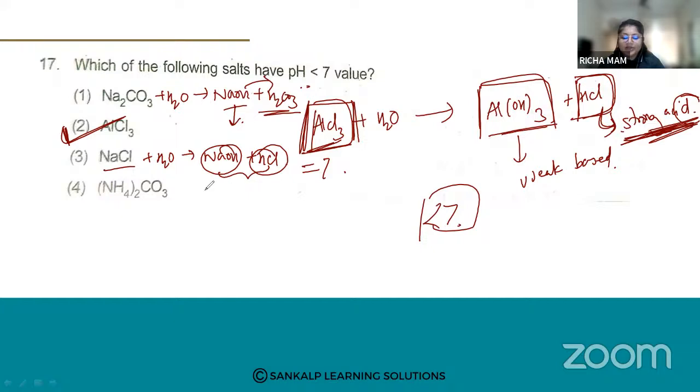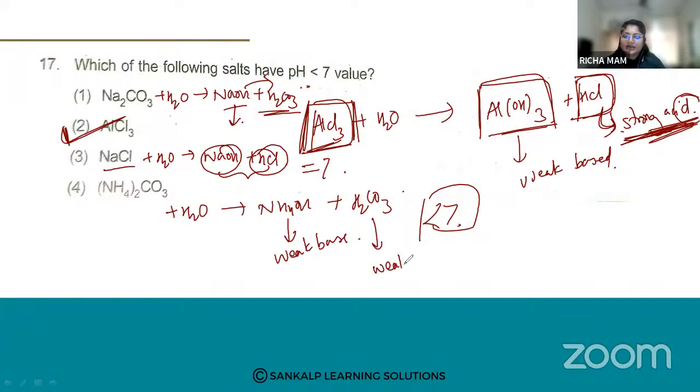Now, ammonium carbonate, when you add it in water, it will give you ammonium hydroxide plus carbonic acid. Ammonium hydroxide is a weak base, and this is a weak acid. So what will happen? The ammonium carbonate is basic in nature, and the pH will be more than 7.